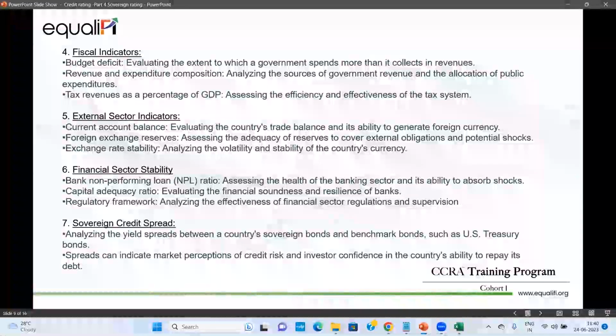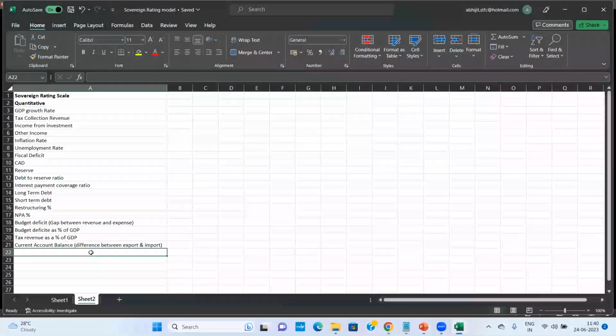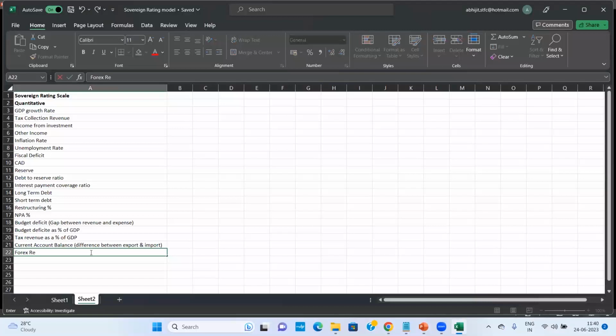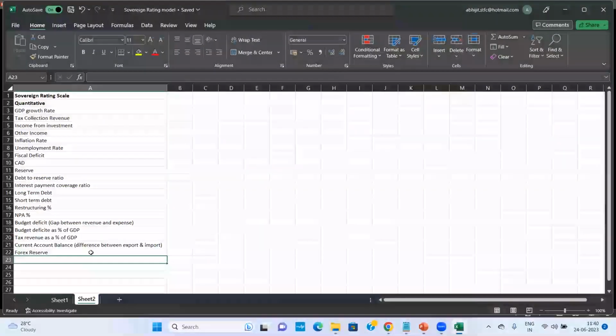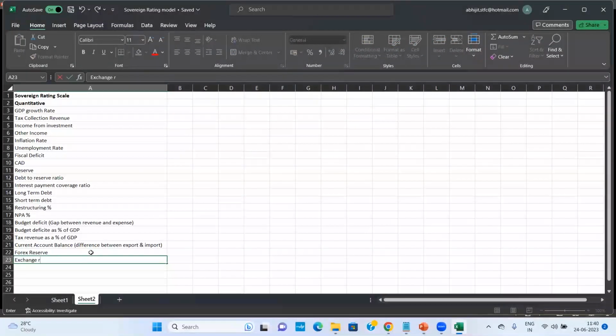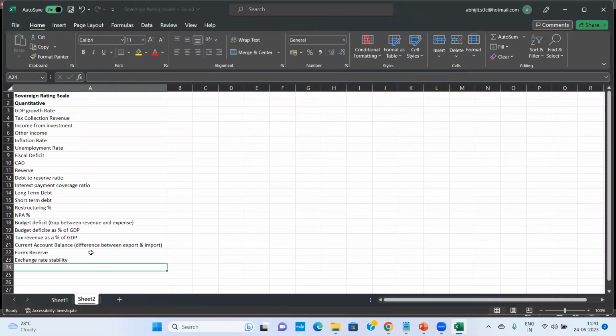Next is capital adequacy ratio. Obviously, exchange rate stability, foreign exchange reserves. So if you want to keep Forex separately, then obviously you can show Forex reserve. Next is exchange rate stability. How do I put this? How do I put exchange rate stability? I need an answer from you guys for this.